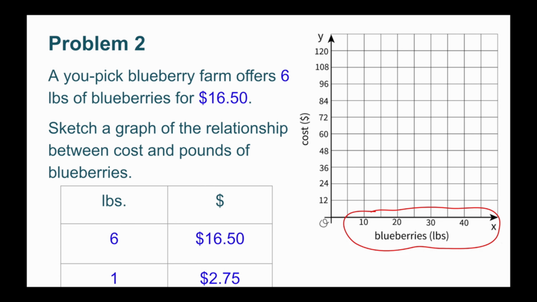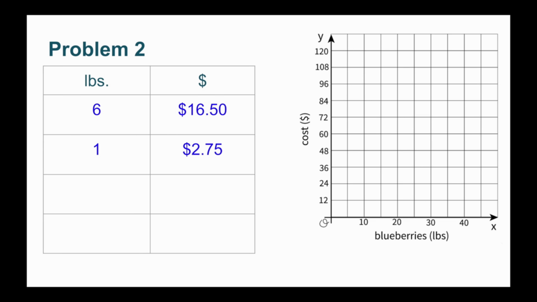The pounds for blueberries on the graph, 0, 10, 20, 30, 40, don't jive very well with the pounds that I have in my table. So I'm going to need to change my table a bit. 10 pounds of blueberries and 40 pounds of blueberries. 1 pound times 10 equals 10 pounds. Since I multiplied the pounds times 10, I need to multiply the dollars times 10. So $2.75 times 10 equals $27.50.